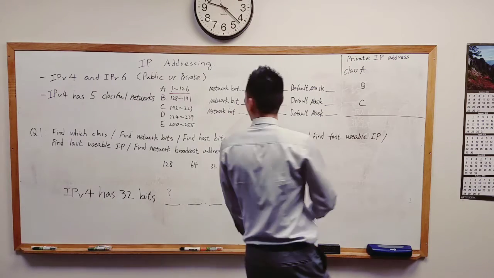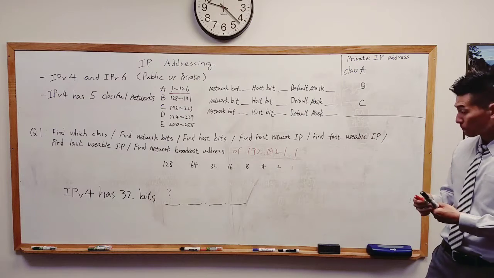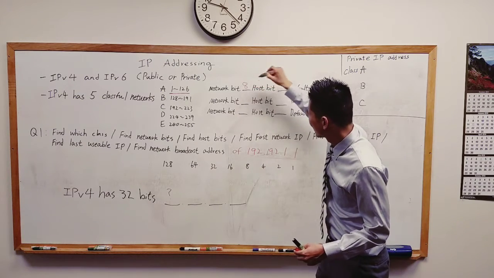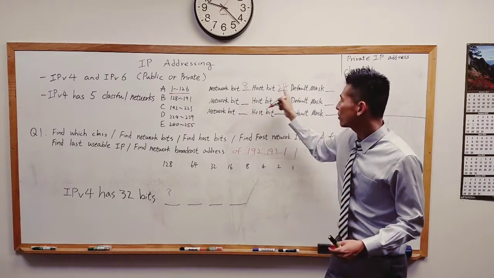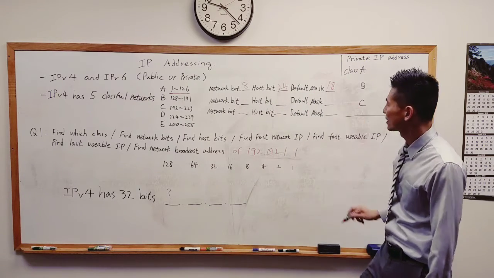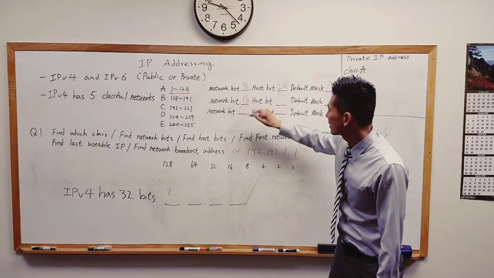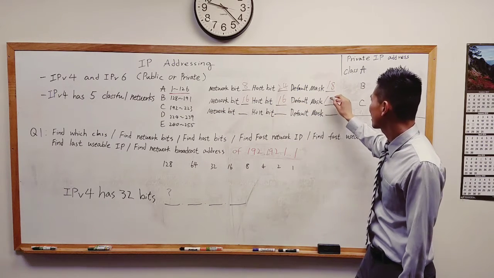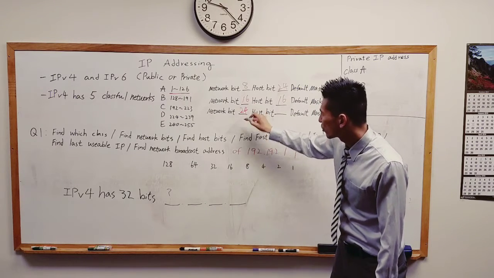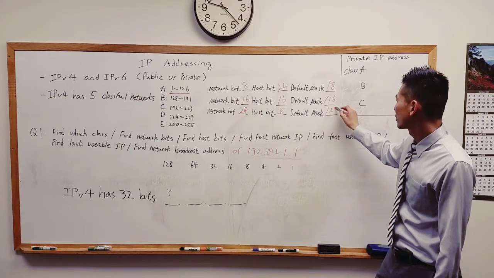Now let's talk about how many network bits and host bits each network has. So for class A, the network bit is 8, and the host bit is 24. These two added up need to be 32. Default mask is /8. And for class B, network bit is 16, host is 16, /16. This is 24 for class C. The host bit is going to be 8, and this is going to be 24.